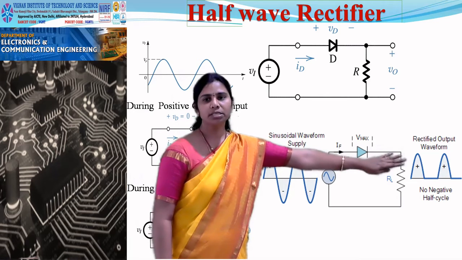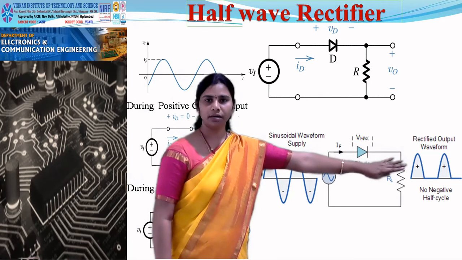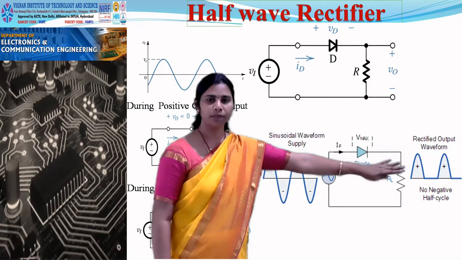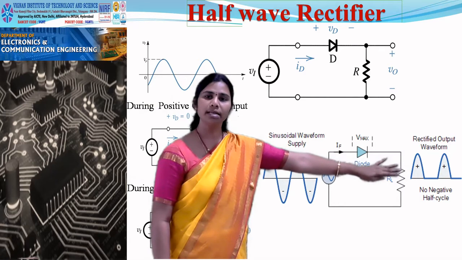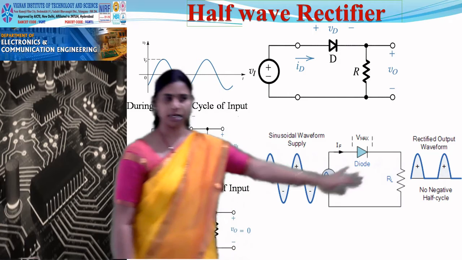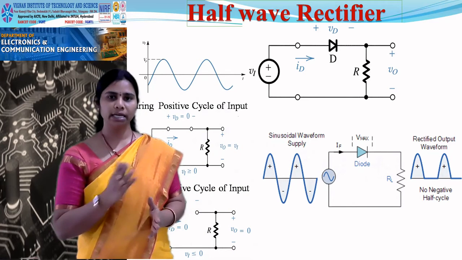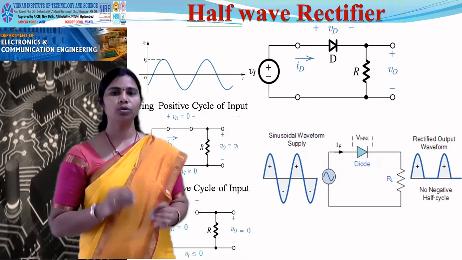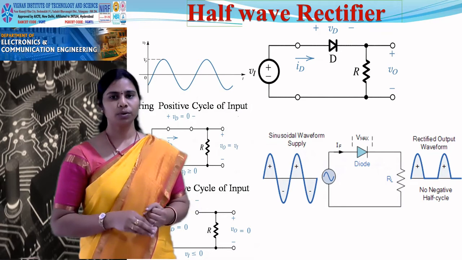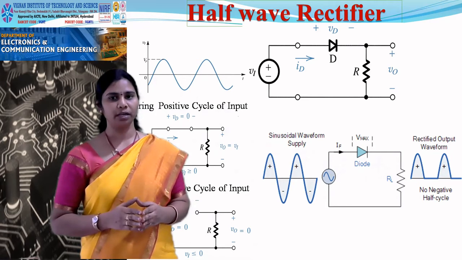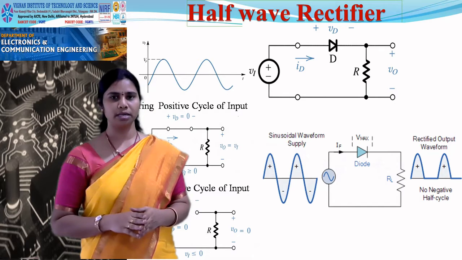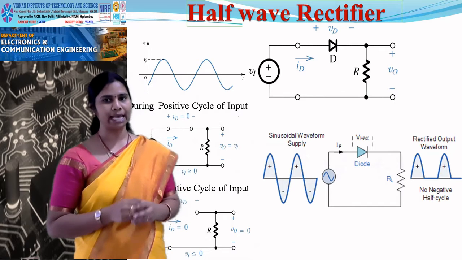Why? Because the output, what you see here, is not pure DC. It is a DC value, but still you have AC content present in it. The AC content which is present in the DC output value, you name it as a ripple. So the output of the rectifier is not pure DC. It consists of some AC signal.